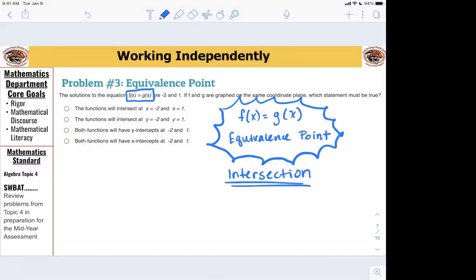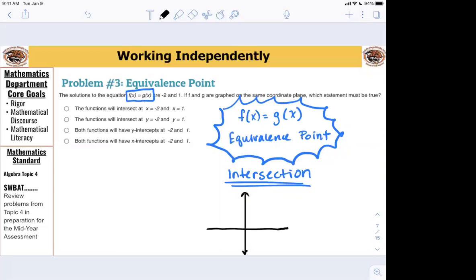Well, okay, it's asking me about it, but there's no graph in front of me. So this isn't really asking you for what is the intersection point. It's saying, okay, what is actually happening at -2 and +1? And so as a quick review, let's pretend that there was a graph.